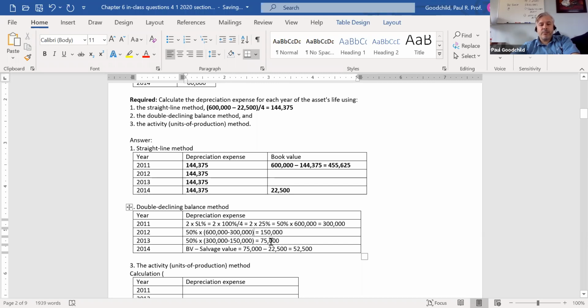Okay, so I had a question in this one of why did I do the 300,000 minus the 150,000? So this would give us a book value of 50% times 300,000. And so this is our new book value here. So it comes down here, and that gives us our new book value of 50% times 150,000.